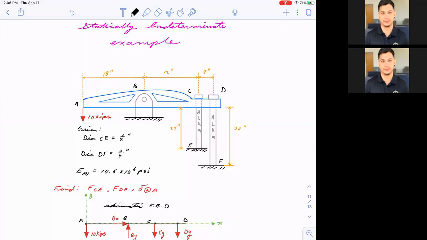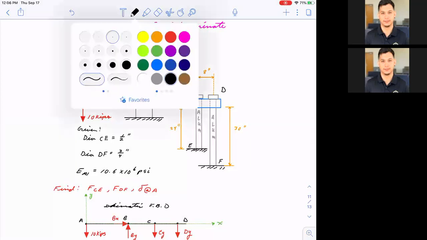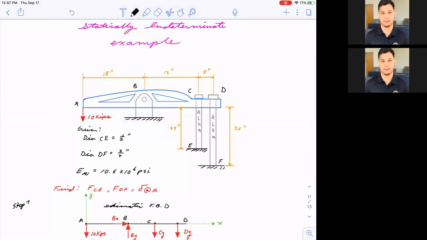the deflection at point A. So first step is to draw a schematic diagram and label your forces. And remember that B is a joint, so that should have two forces in the X and Y direction.